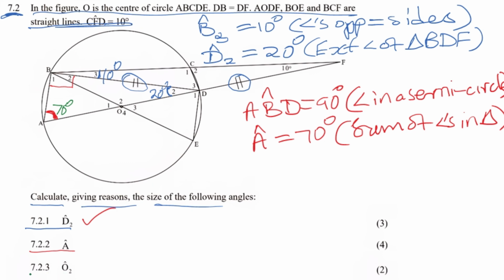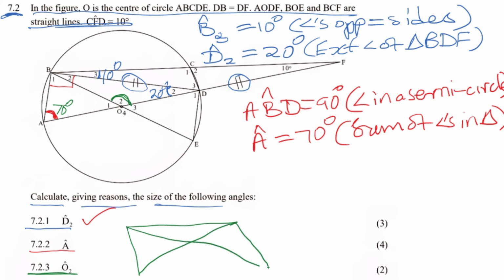Now we have to answer 7.2.3. It says we must find angle O2. Angle O2 is this one, guys. This is angle O2, right there. So now let me show you something. Let me draw something that will make you understand this diagram, what is happening here. We have this line, and then we have a bow tie, guys. I believe your teacher taught you about this bow tie. That one is E there. This one is A, and we know that one is 70 degrees. And then this one is our B. We have B1 and B2 there. And that one is D.